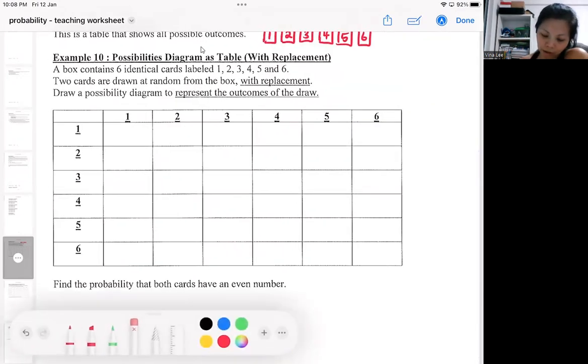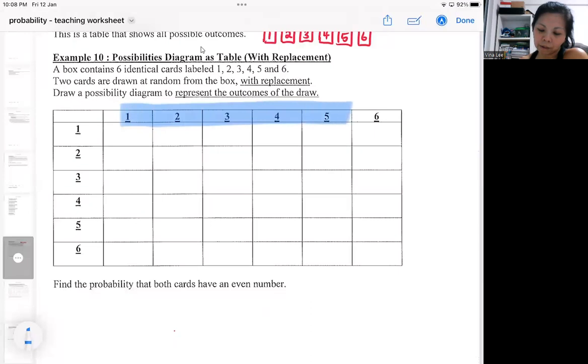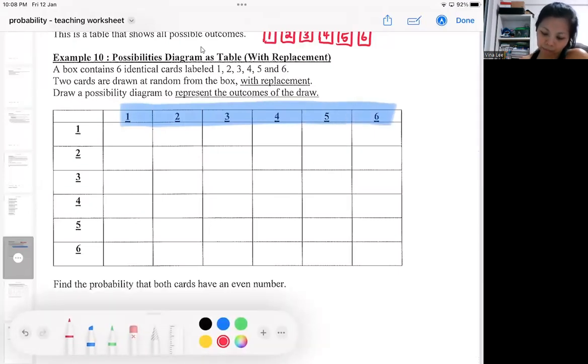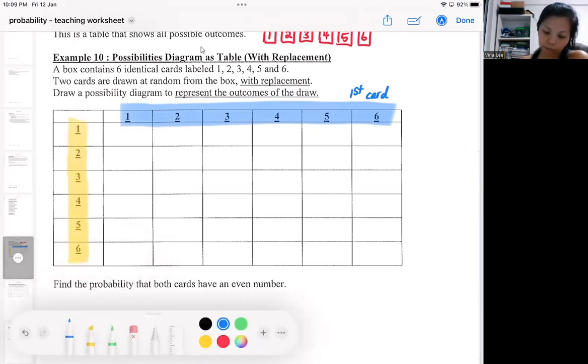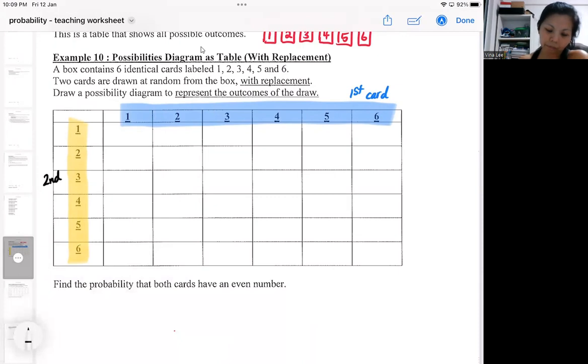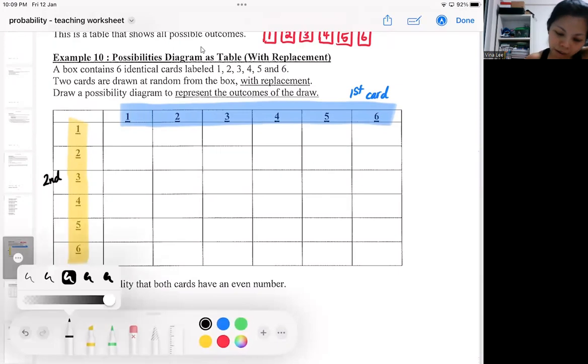So how do we arrange it? You can take this as the options for the first card, and then this can be the options for the second card. If you want to swap it the other way around, that's fine. The vertical one can be the first card and the horizontal one can be the second card. It doesn't matter.